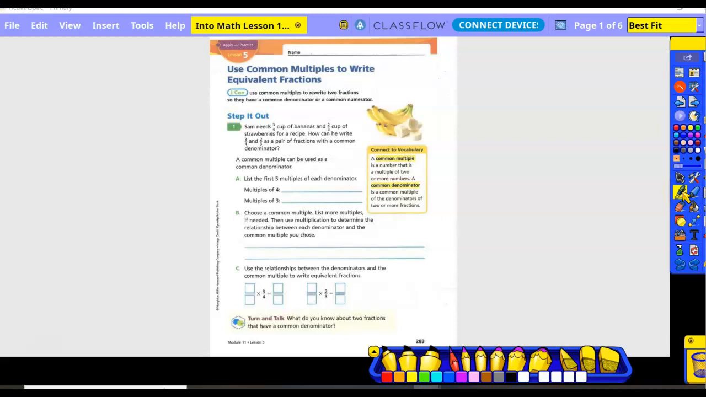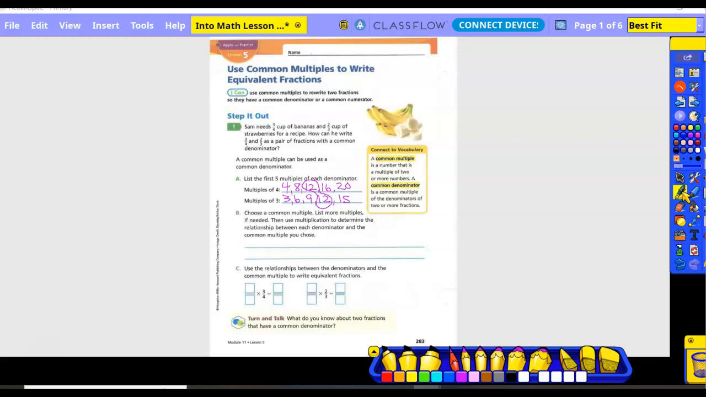So multiples of 4. So we start at 4, right? So 4, what comes next? 8, 12, 16, and 20. That's the first 5, right? Okay. What are the first 5 multiples of 3? 3, 6, 9, 12, and 15. Okay, so what do you notice those have in common? They both have 12 in common. Okay, so choose the common multiple. We just said 12. List more multiples if needed.